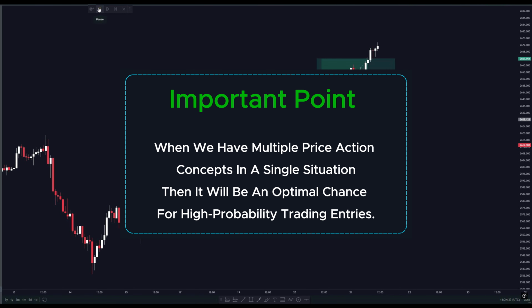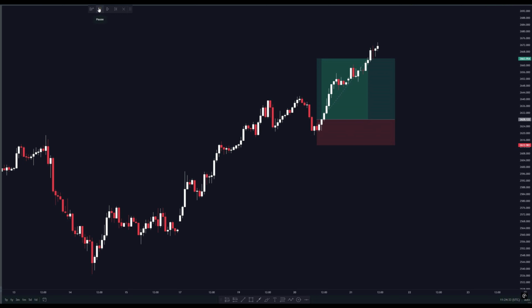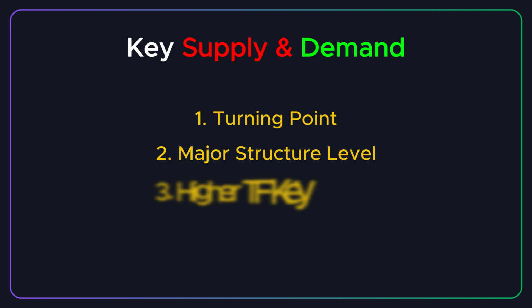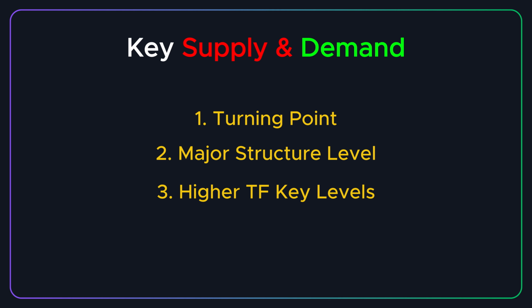Here's an important point. When we have multiple price action concepts in a single situation, then it will be an optimal chance for high probability trading entries. Next, we have higher time frame key levels. Always remember, higher time frame analysis and higher time frame key levels are always in priority.